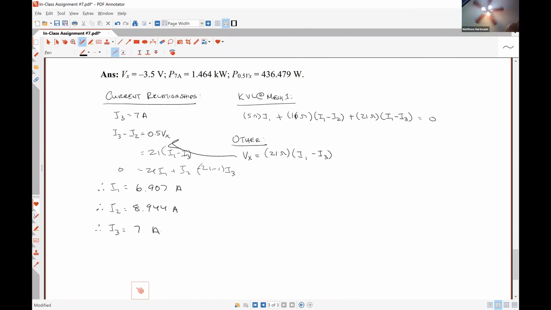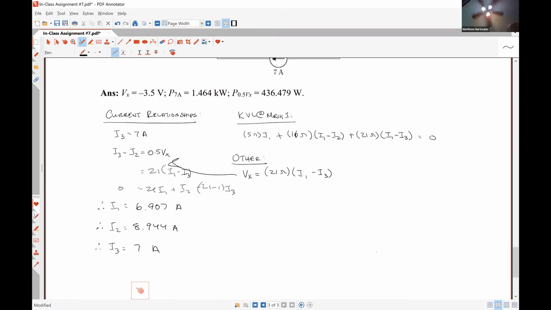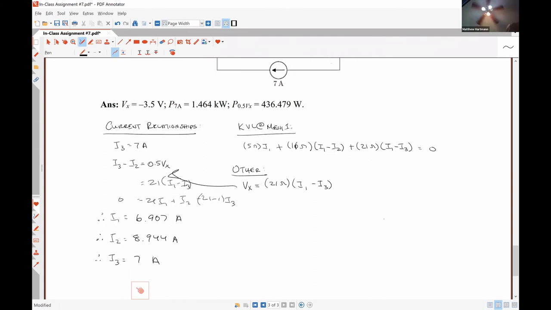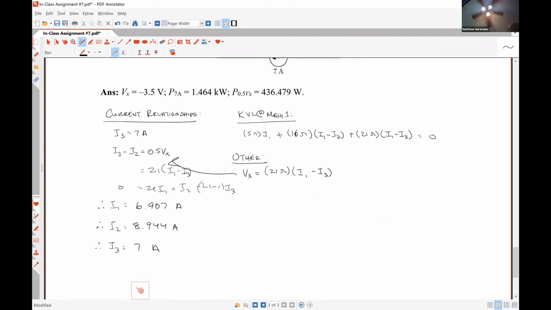6.907, 8.944, and 7. That's what I got for mesh currents I1, I2, and I3. Did anybody else get something similar? Yes, sir. All right, so we were asked to solve for Vx, so we can do that really easily using this equation.